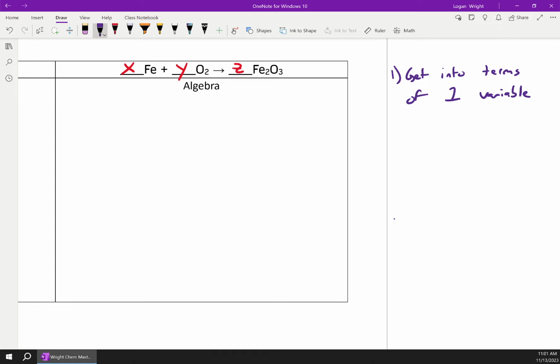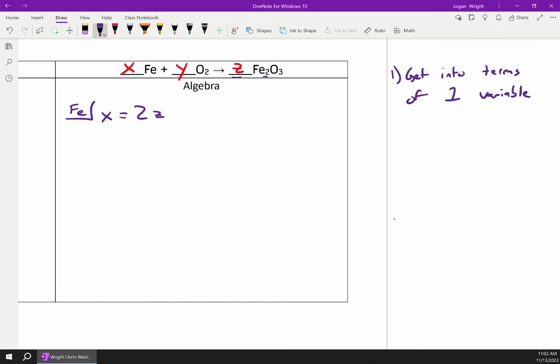So I have iron and oxygen, and I'm going to take my iron and say, what can I learn from iron? Well, regardless of what goes in the blank, I know that I am going to have X irons on the reactant side. And I have to have the same number of irons on the right side, so that means it has to equal. And on the right side, I'm going to have Z times 2. So whatever is my coefficient, I'm going to multiply it by 2 for the number of irons in that molecule. And I'm going to have 2Z irons on the right side.